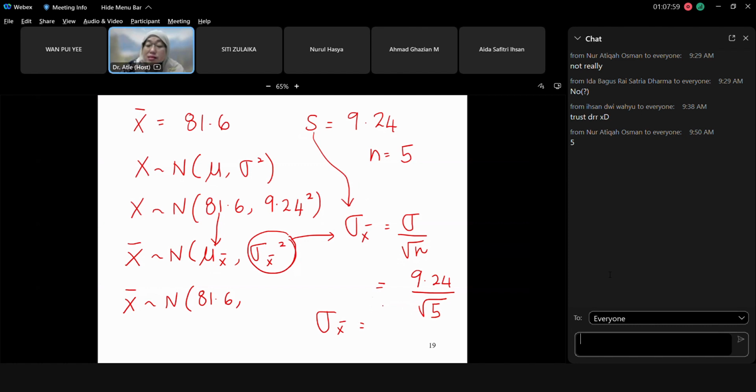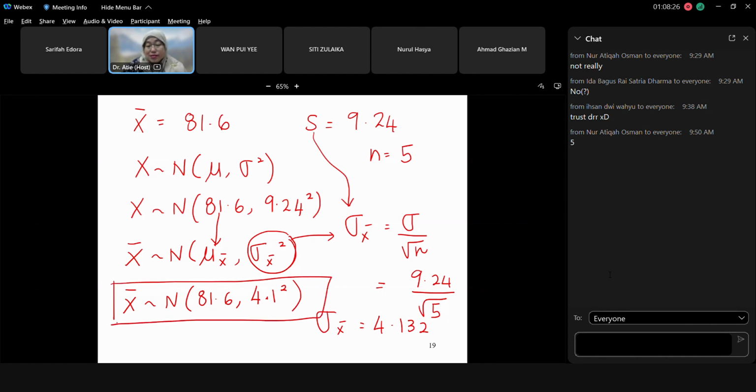Idora, can you calculate this one for me? What is the answer? 4.132. 4.132, okay? So let's say we just take one decimal point, so 4.1 square, right? Because we just want to make it similar to the value of the mean. So this is your mean sampling distribution, right? So that will be the answer for example number 2.